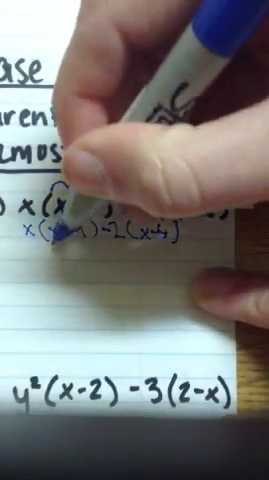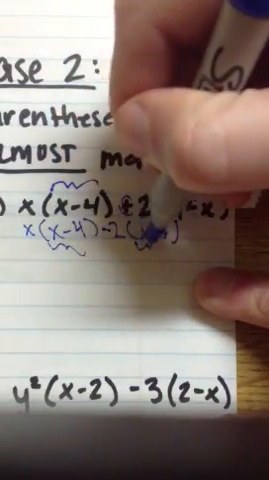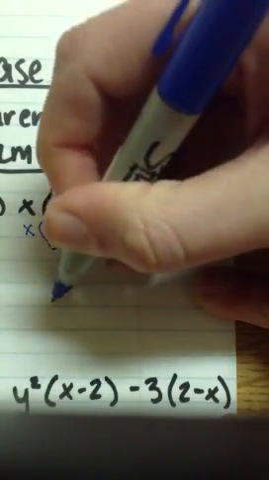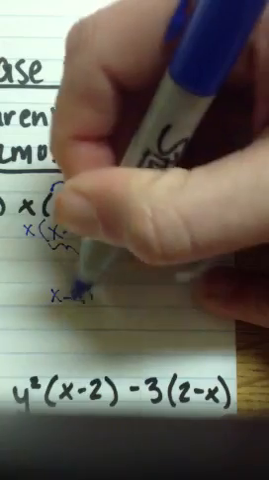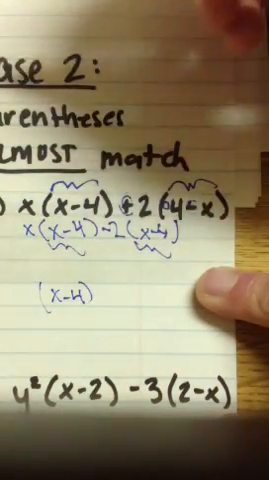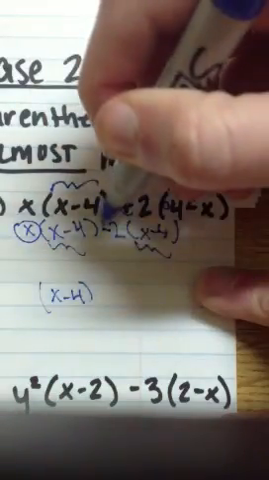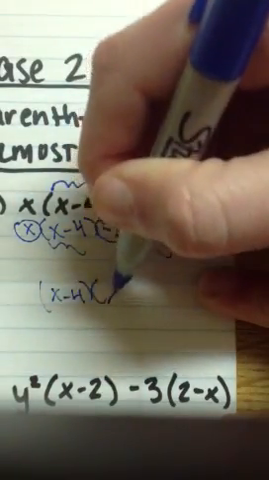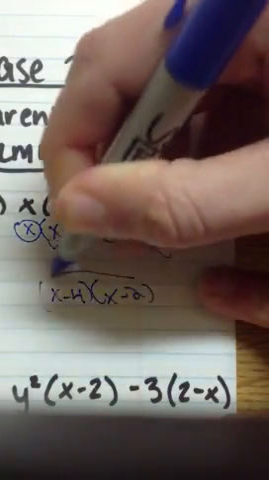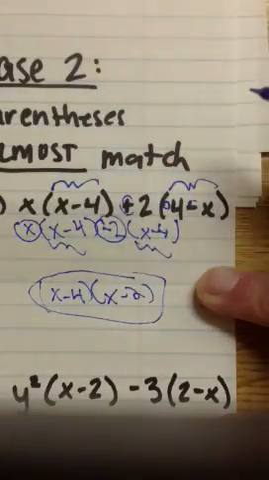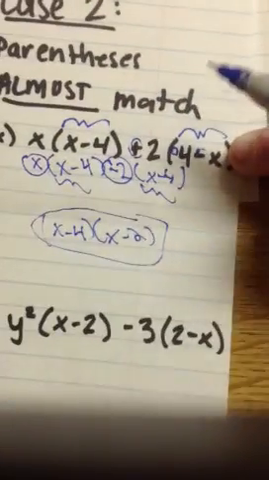My parentheses that match are x minus 4 and x minus 4, which means I can take an x minus 4 and factor it out. And then again, my second set of parentheses comes from what's left over. What's left over is this x and this minus 2. So x minus 2 is what I would put in the second set, and this would be my final answer: x minus 4 times x minus 2.